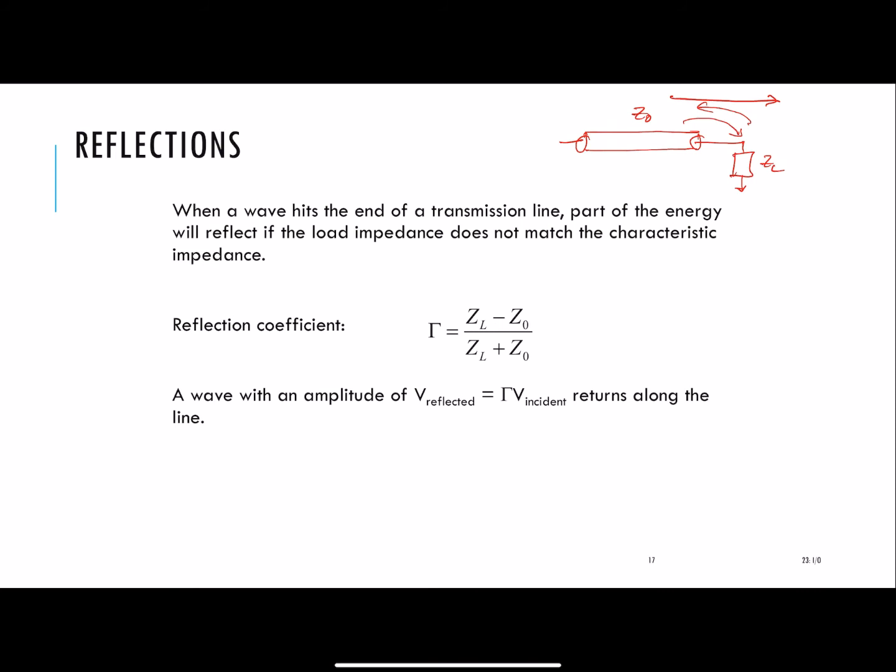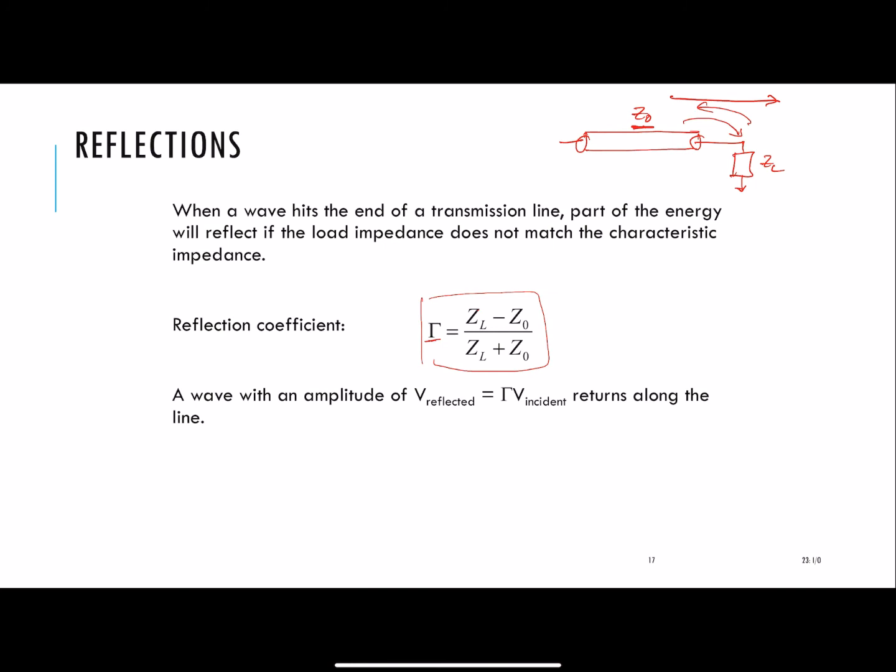This is the equation for what happens when two different interfaces meet each other with an E and M wave. The reflected amount is the load impedance minus the characteristic impedance of the line, over the sum of the two.